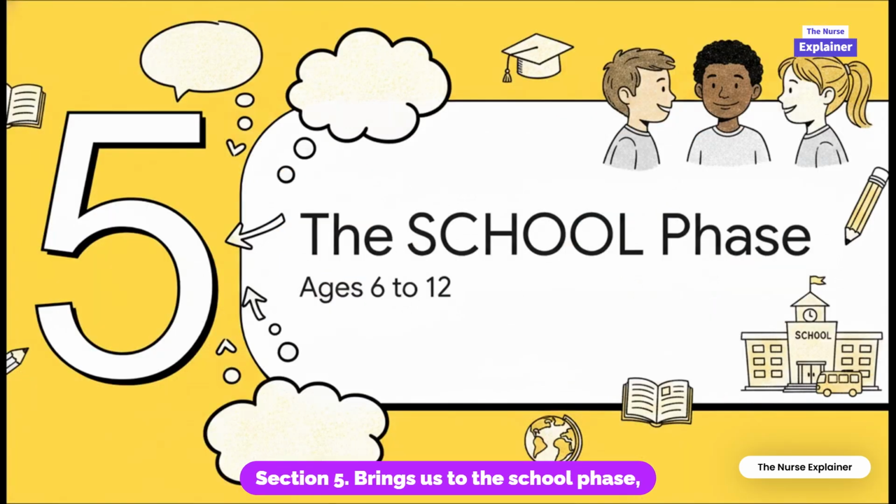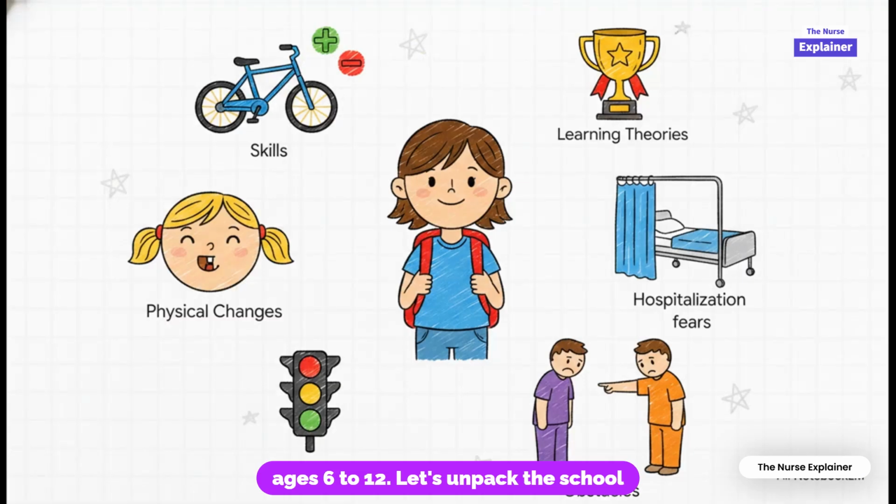Section 5 brings us to the school phase, ages 6 to 12. Let's unpack the SCHOOL acronym. S is for mastering skills. Fine motor skills like writing, gross motor skills like riding a bike, and complex cognitive skills like math. C is for changes. They lose their baby teeth, and incredibly, the late stages of this phase see the very beginning of puberty. H is harmful risks.